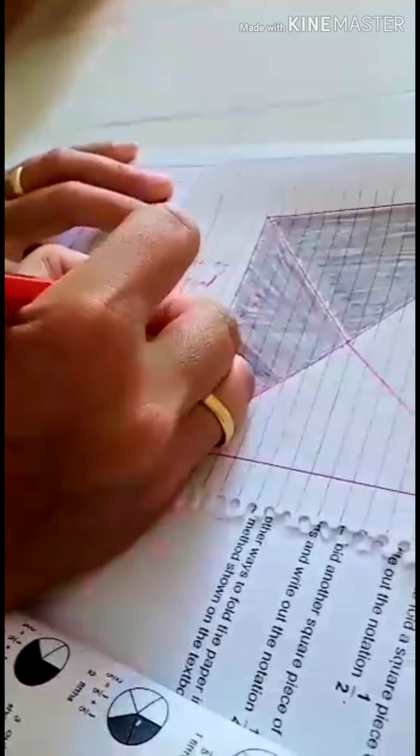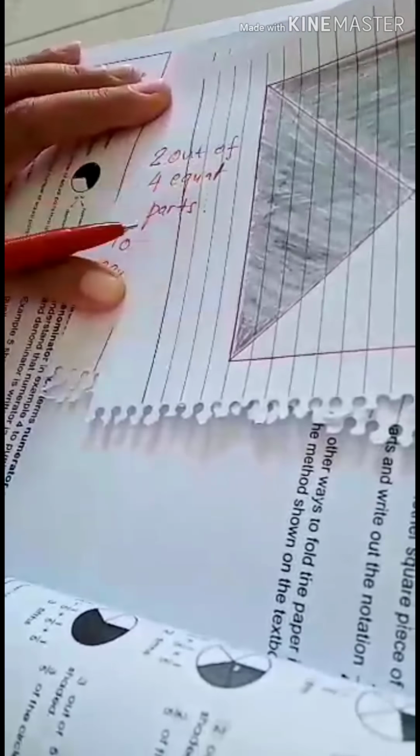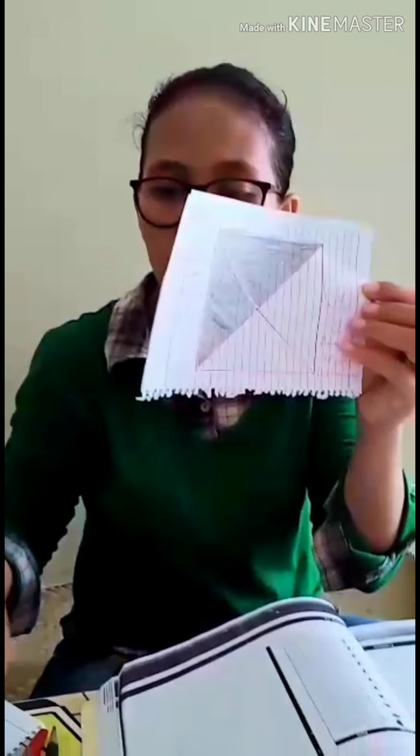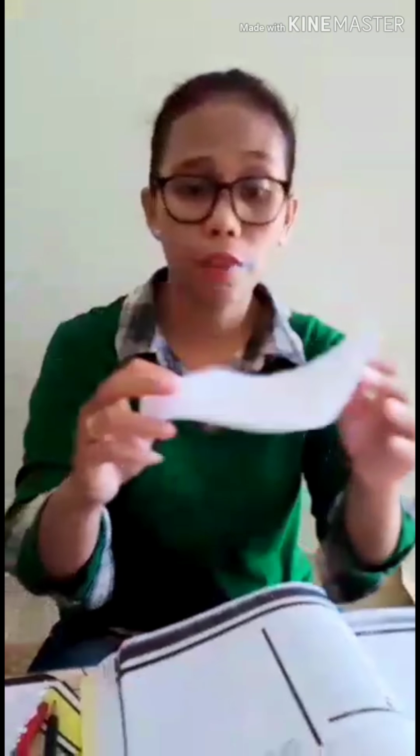Alright, so this one we can also write in a sentence. So 2 out of 4 equal parts. 2 out of 4 equal parts. So remember this one. This is the example, my own example. And then I have one more fraction here.